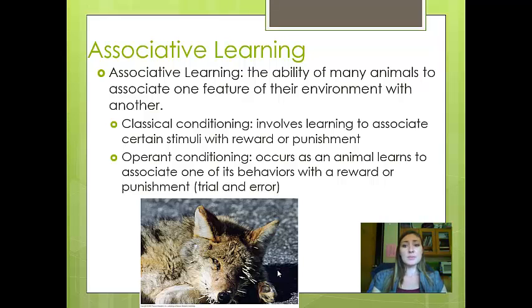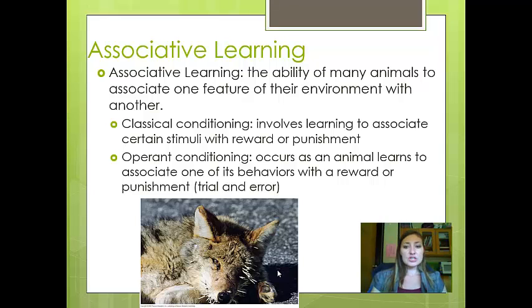Associative learning is the ability of animals to associate one feature of their environment with another. And this can come in two forms, either classical conditioning or operant conditioning. In classical conditioning, the organism is learning to associate a stimulus with a reward or punishment. This is where we oftentimes mention Pavlov's dog, where Pavlov would ring the bell and then give the dog a treat. So the dog is starting to associate the stimulus, the ringing of the bell, with a reward. At some point, Pavlov took away the treat and was able just to ring the bell, and the dog would anticipate getting a treat and would salivate.